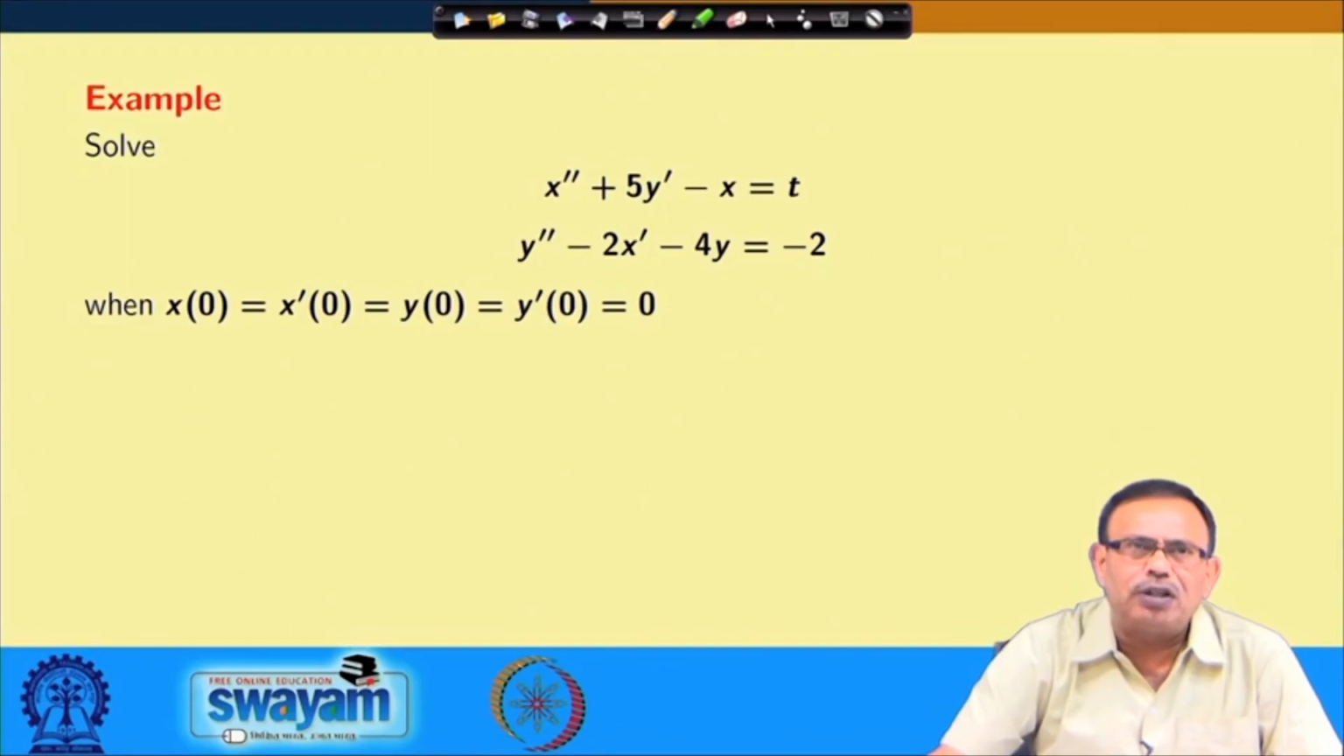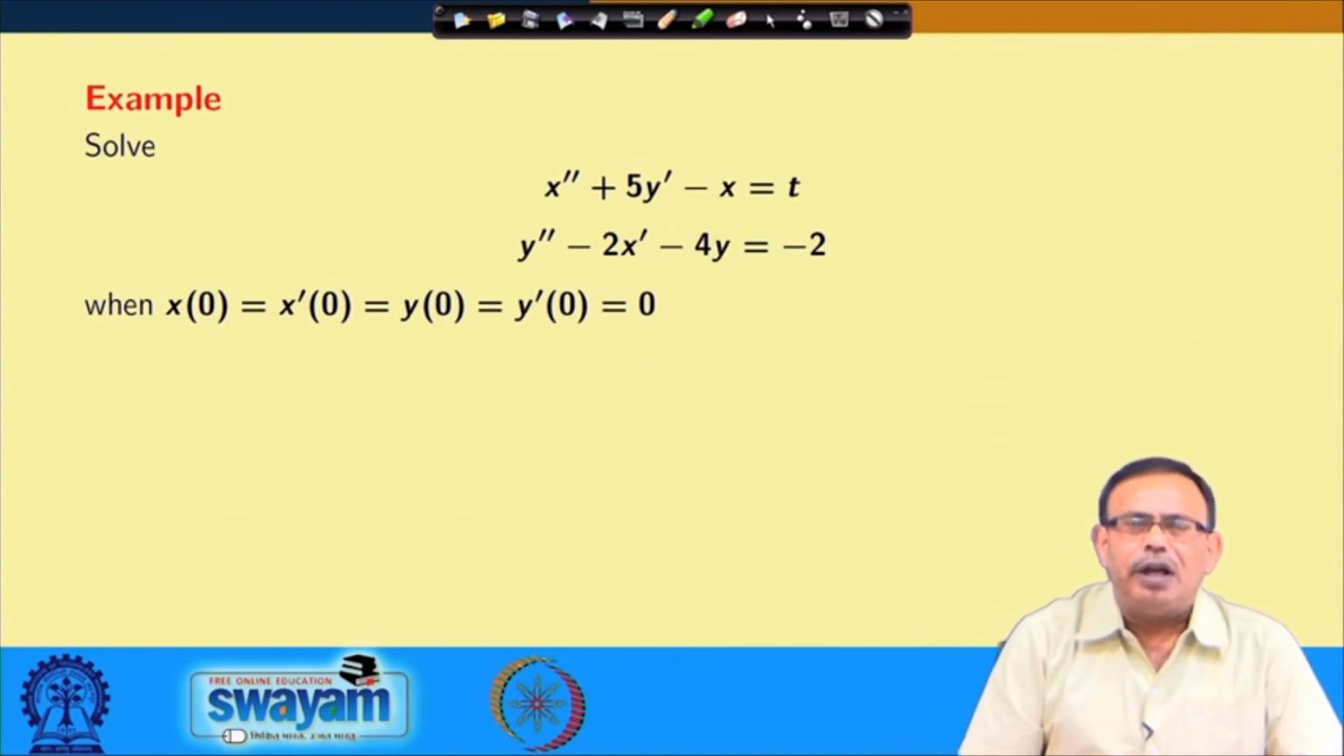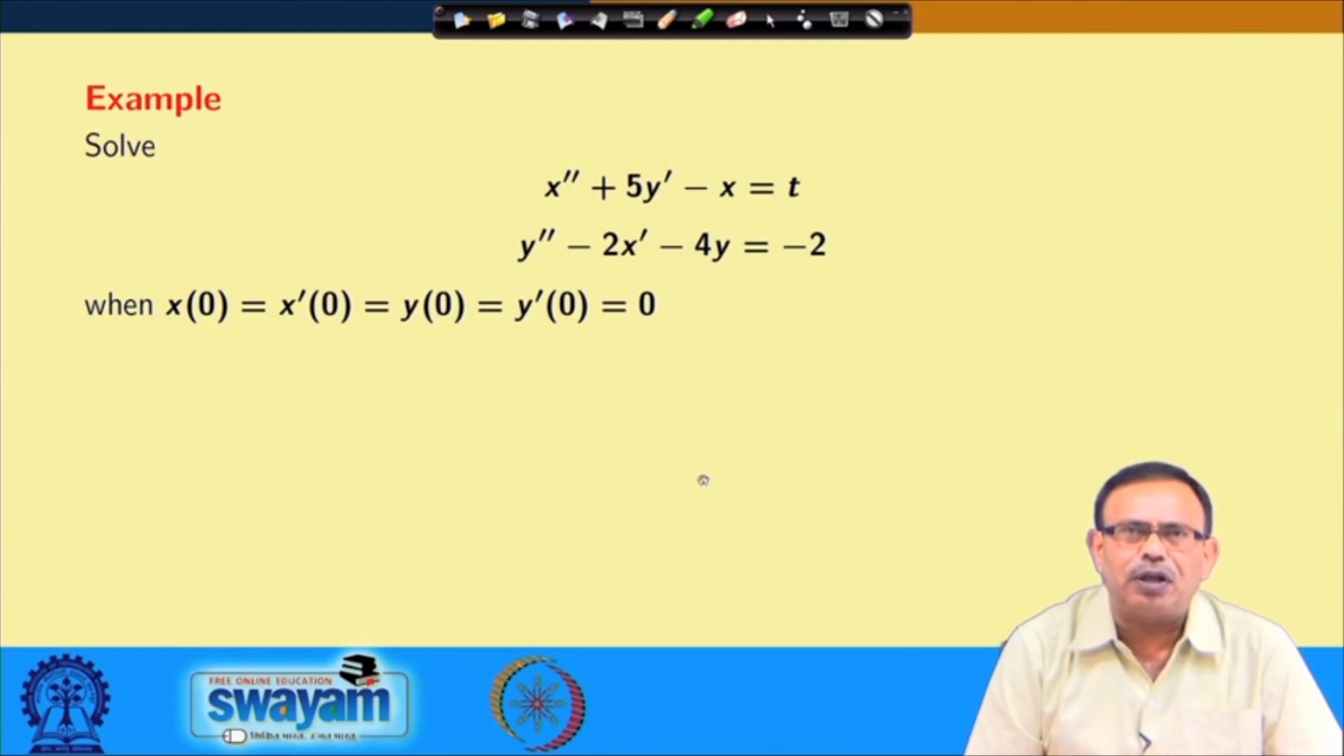Just let us do one more example, so that you can understand it in a much better way. The second example is x double dash plus 5 y dash minus x equals t, y double dash minus twice x dash minus 4 y equals minus 2, with x(0) equals x dash(0) equals y(0) equals y dash(0) equals 0. All the values of x, x dash, y, y dash at t equals 0 are 0. Please note that x and y are two functions of t, and by solving these two ordinary differential equations, we have to find the solution.